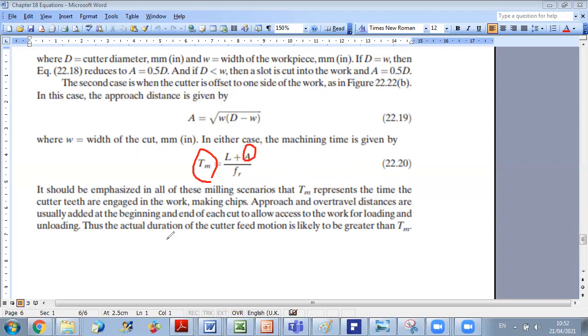This is why we will see after that the total time to account for is, in addition to the machining time, we should add the loading and unloading times. So these times will be added to the actual duration of the cutter feed motion. So this is why the total time will be larger than the machining time here. Okay, and we'll see in detail in future chapters how to account for these times.